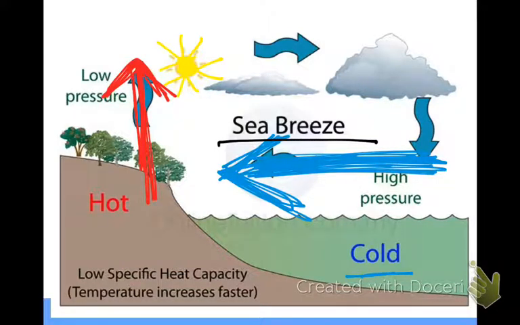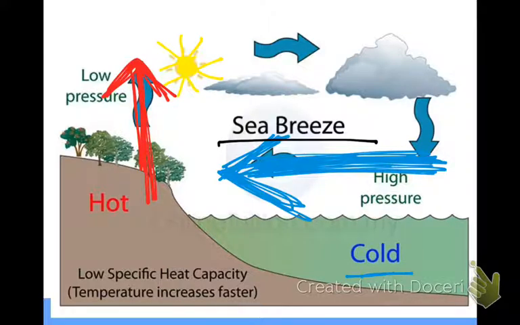Why is it called a sea breeze? Well, this air, this wind is going from the sea to the land, therefore it is a sea breeze. So because it goes from the sea to the land, we call it a sea breeze. Now you need to understand this. You need to be able to draw this. You need to be able to answer questions about this. You need to know everything about it.